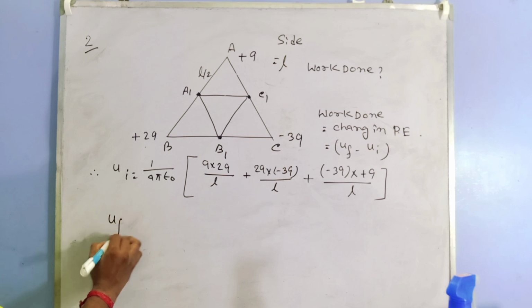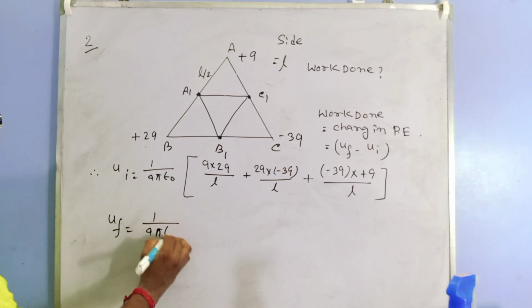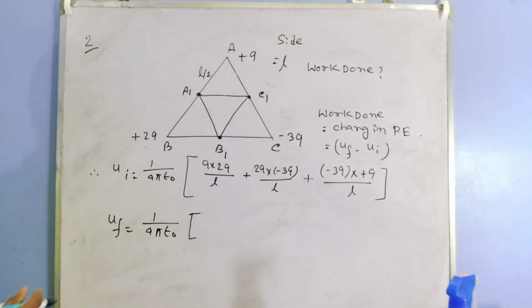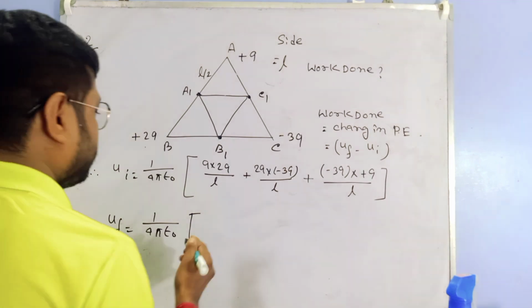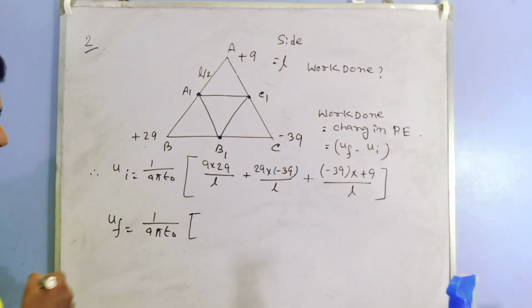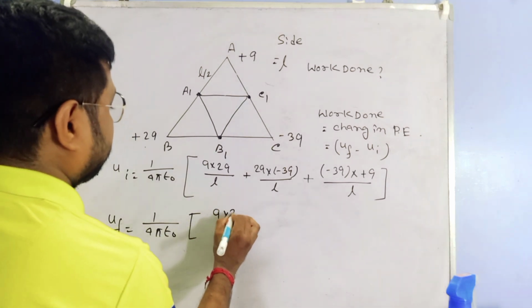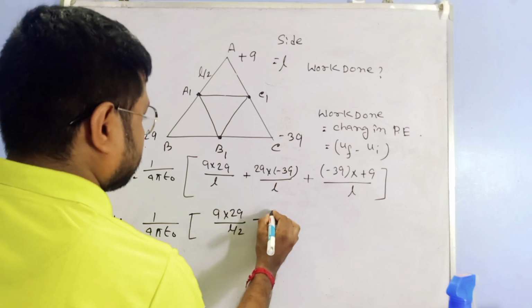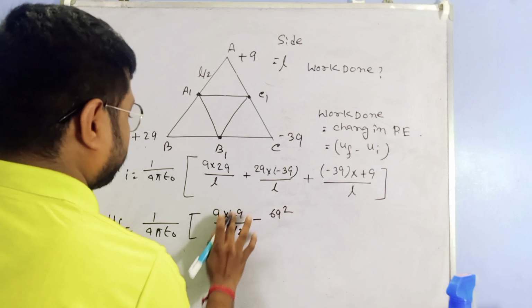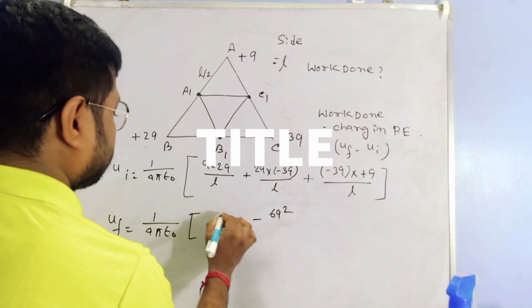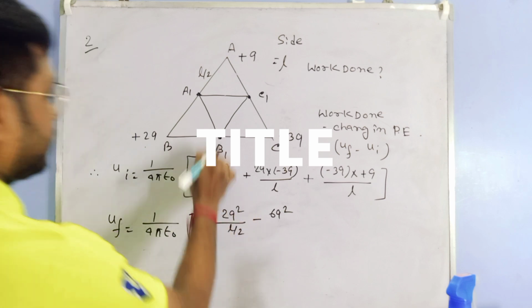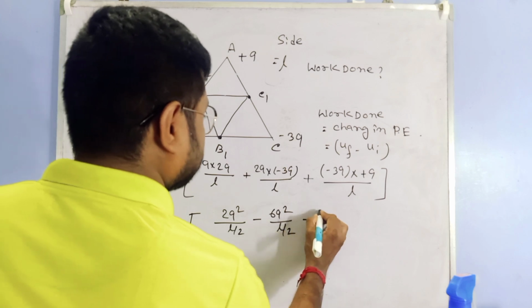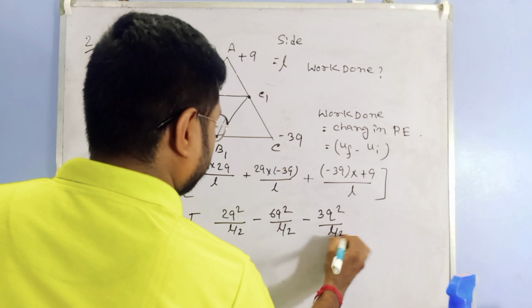And the final potential energy is the same 1 by 4 pi epsilon naught. Again, at this point the distance is L by 2, so the potential energy is twice that of UI. So we can write q into 2q divided by L by 2, plus minus 6q square by L by 2, and minus 3q square by L by 2.